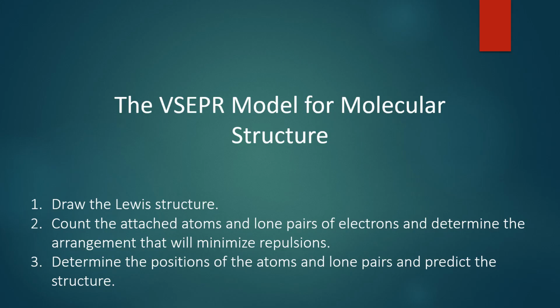The VSEPR model for molecular structure. This is the valence shell electron pair repulsion model. First, we're going to draw the Lewis structure. We're going to count the attached atoms and lone pairs of electrons and then determine the arrangement that will minimize said repulsions between those pairs. We're going to then determine the position of the atoms and the lone pairs and predict the structure.